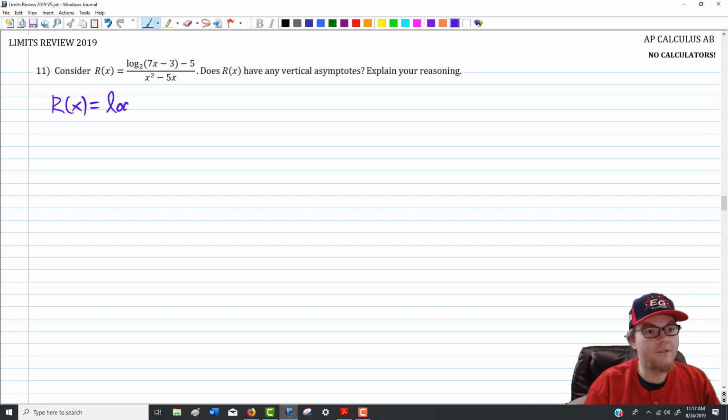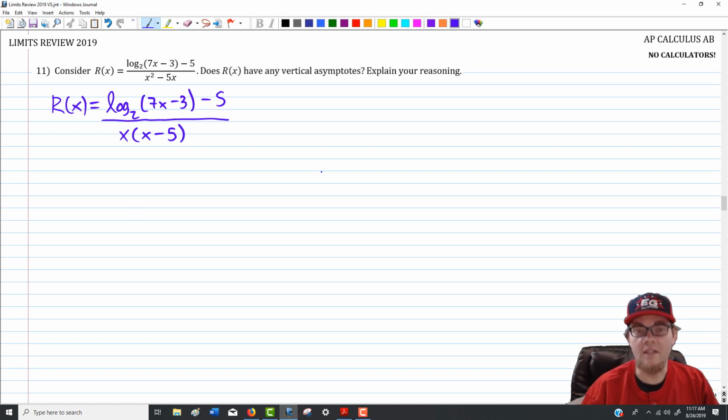R of x equals log base 2 of 7x minus 3, all minus 5, and then it's all divided by x, quantity x minus 5. And we're asked if r has any vertical asymptotes. If there's any vertical asymptote on this function.